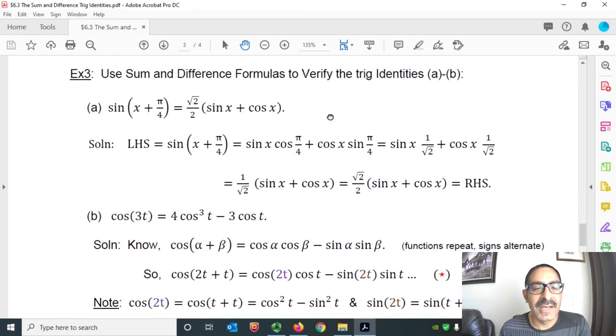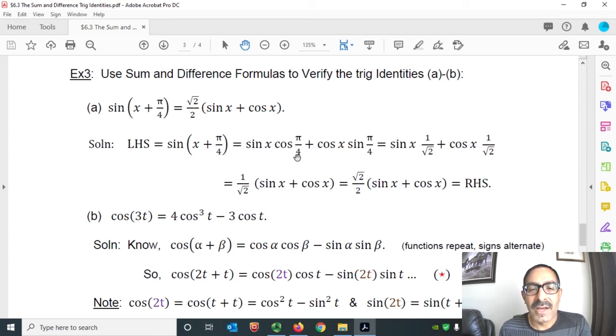Start from left hand side. Copy the left hand side as it is. Then apply the formula for sum of the angles for sine functions. So sine of x plus pi fourth equals sine x times cosine pi fourth plus cosine x sine pi fourth. Here the sine and cosine alternate, but this plus sign remains as it is.